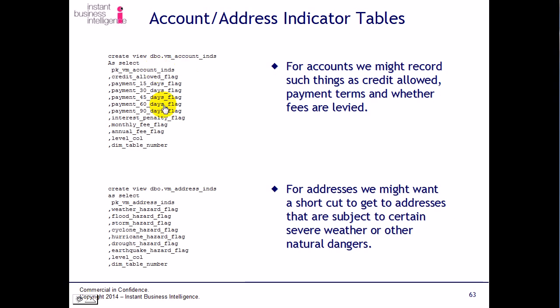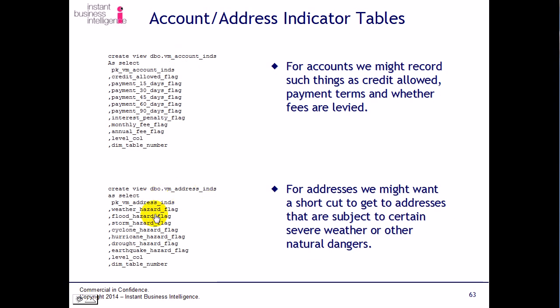Things like account indicators. For an account, you might have credit is allowed or not, payment on days 15, 30, 45, etc. Is there an interest penalty when they go over? Is there a monthly fee? Is there an annual fee? These kinds of questions are on indicator tables.